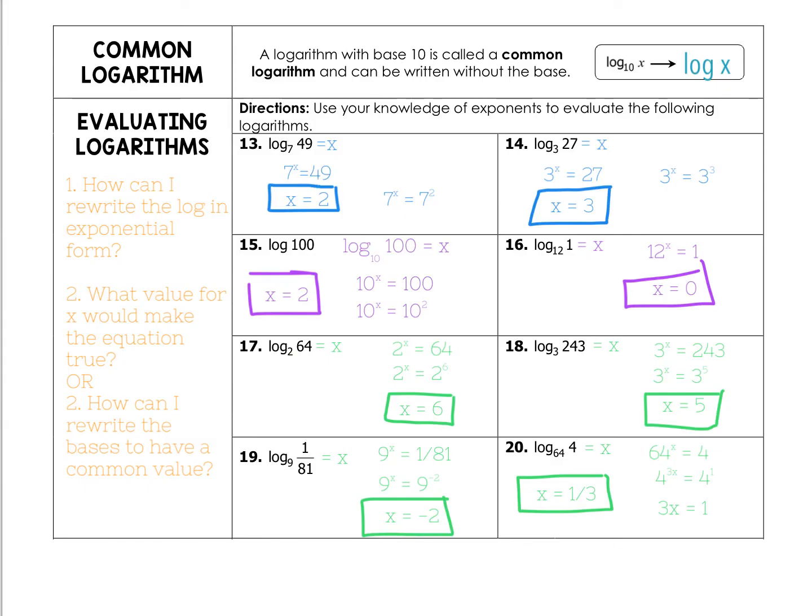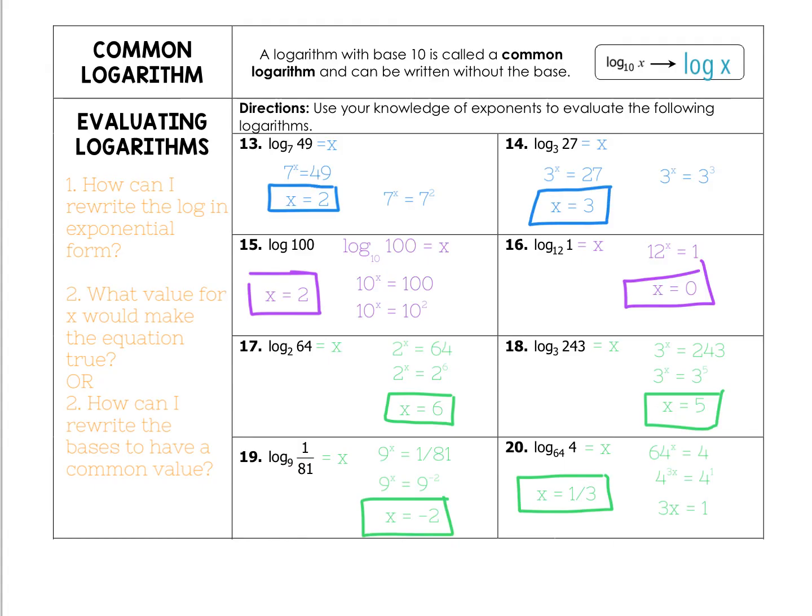So 9 to the x equaled 1 over 81. So since the value went to the denominator, I knew it had to be a negative exponent, and so I thought, 9 to the what gives me 81? Well, 2, and to make it be in the denominator, it's going to be negative 2. And then for 20, 64 to the x equals 4.